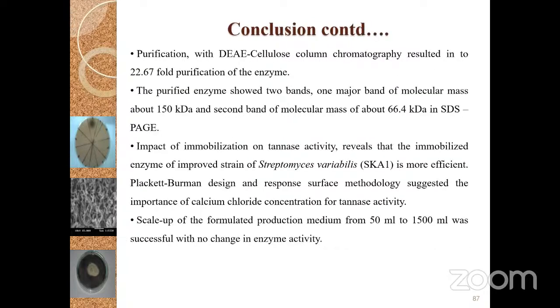Purification with DEAE cellulose column chromatography resulted in 22.67-fold purification of the enzyme, and the purified enzyme showed 2 bands: one major band of molecular mass of about 150 kilodalton, and a second band of molecular mass of about 66.4 kilodalton.